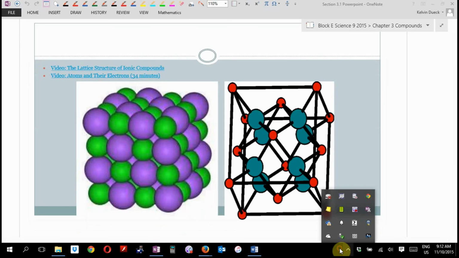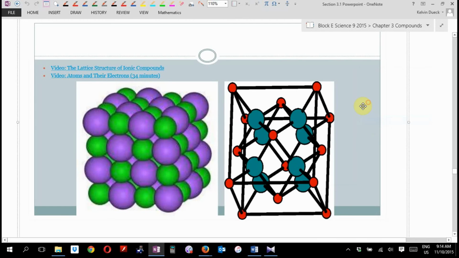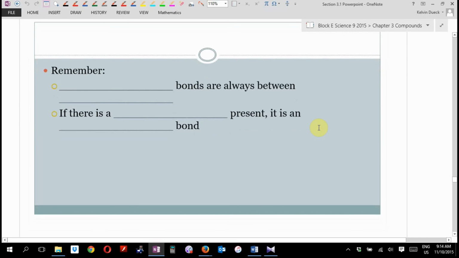Put your pencils down. So, what do you need to remember? Covalent bonds are always between nonmetals. This is really important. I guarantee on your test, I'll give you a list of compounds and I'll say which ones are ionic, which ones are covalent. If there is a metal present, it's an ionic bond.